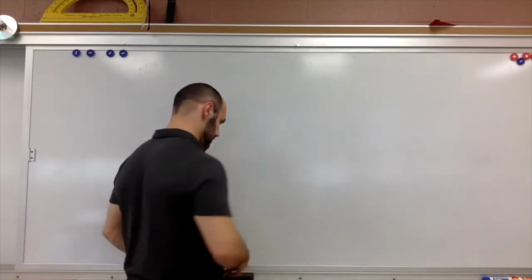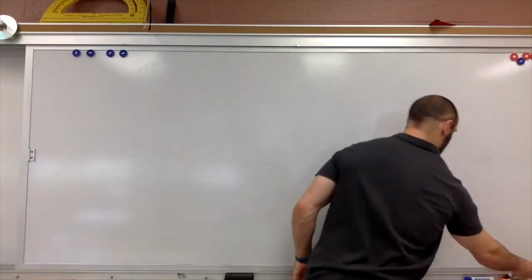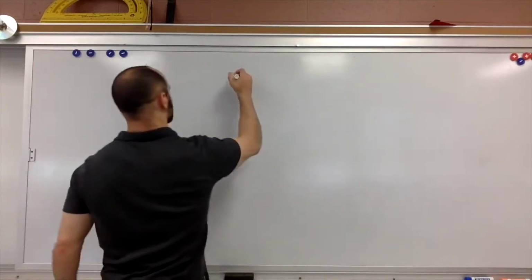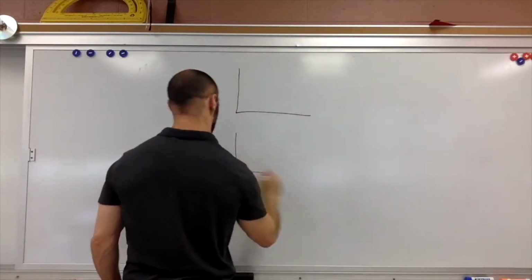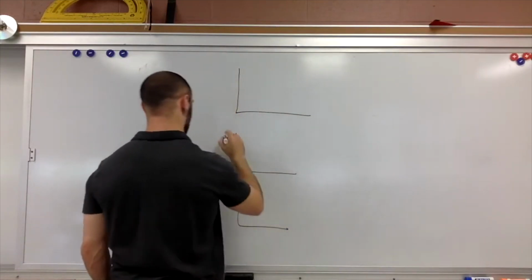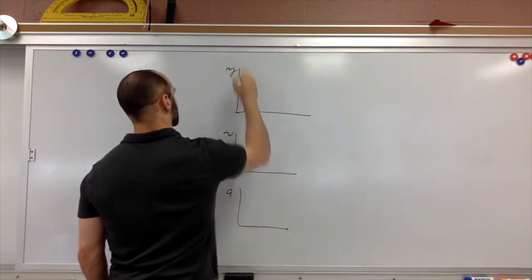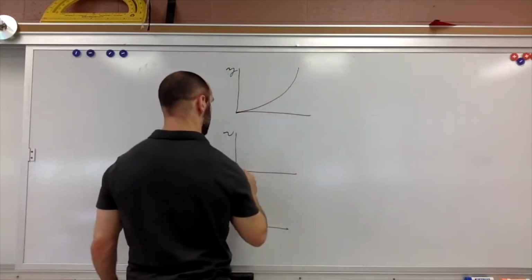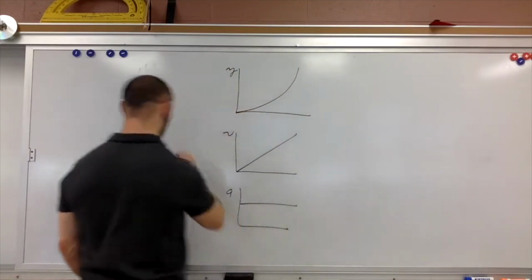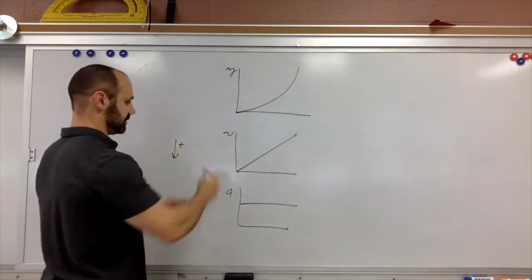So without air resistance, the graphs for position, velocity, and acceleration versus time look like this. If down is positive, by the way, right? So down is positive. That's what we have.